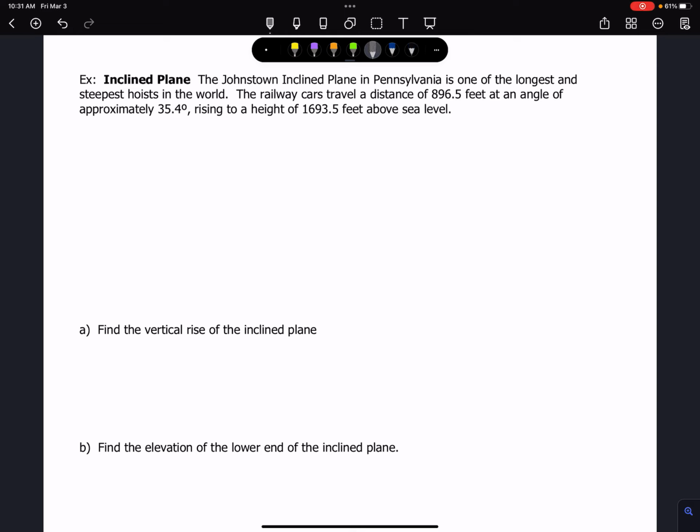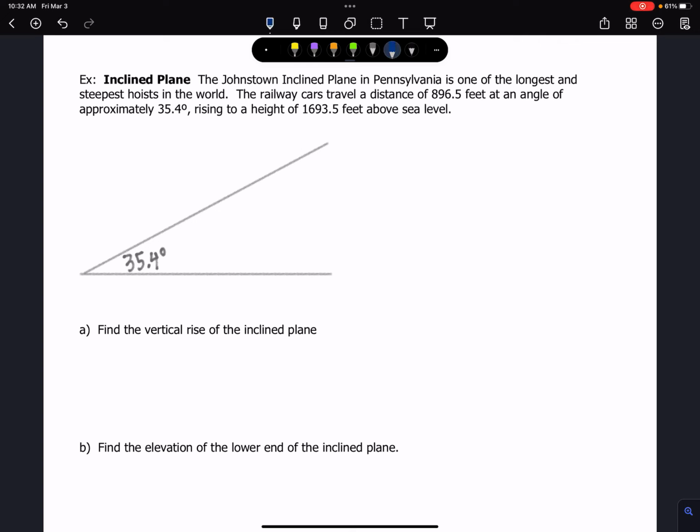So I'm going to draw a picture that shows you what's going on. That's a little bit dramatic. 35.4 degrees is maybe something like that. Even that's probably a bit dramatic. There, I feel better with that one. 35.4 degrees. So they've got this incline. So here's our incline, and the railway cars travel along this incline.